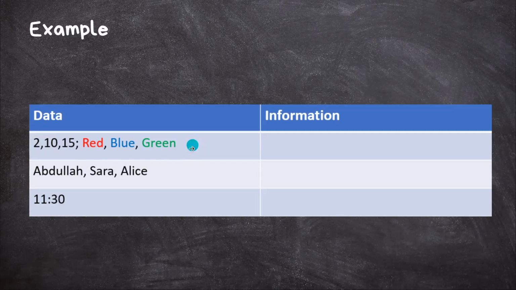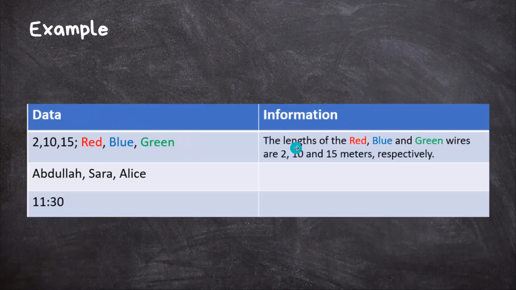It has no meaning to me because I don't know what this is. But if you provide me some context, then it's going to become meaningful. So basically, when you provide context to data, it becomes information, which is something useful and something understandable by humans.